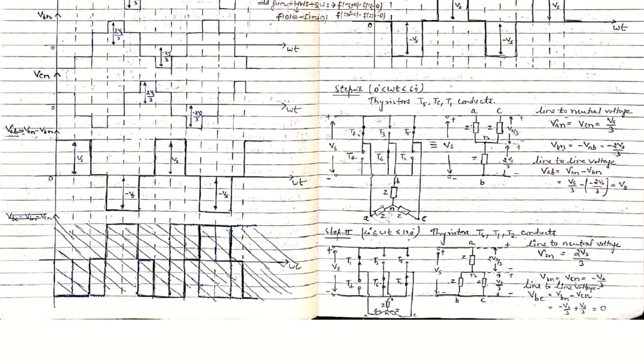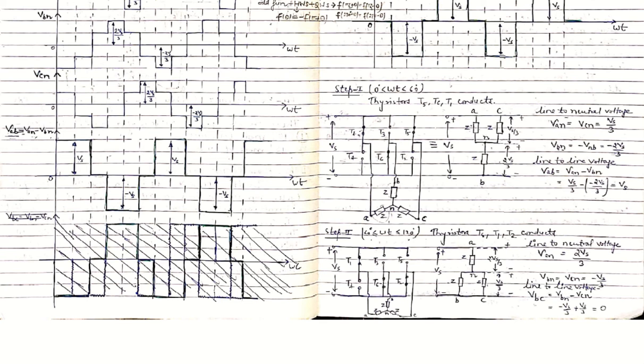And Vbn equals Vcn, which equals minus Vs by 3, because Vnb or Vnc equals plus Vs by 3. But we have to find Vbn and Vcn, so we apply a minus here, so minus Vs by 3 will be there. And how will we find the line voltage? Vbc equals Vbn minus Vcn. Put Vbn equals minus Vs by 3 and Vcn equals minus Vs by 3. If we subtract these two, then it equals 0, so it is drawn on the x-axis.